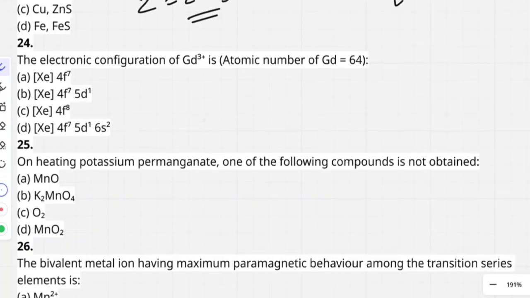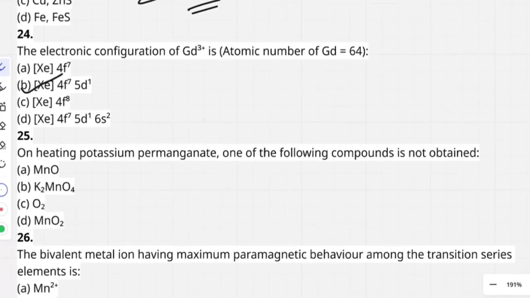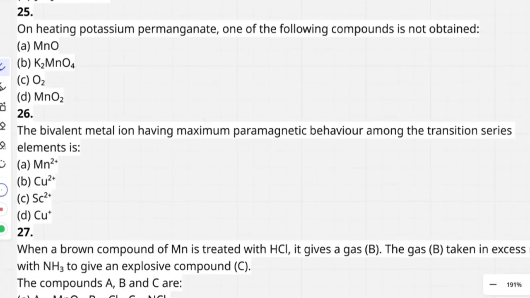The electronic configuration of gadolinium Gd3+, atomic number 64. The electronic configuration of Gd3+ is xenon 4f7 5d1. Option B is correct. Then I move to question number 25.